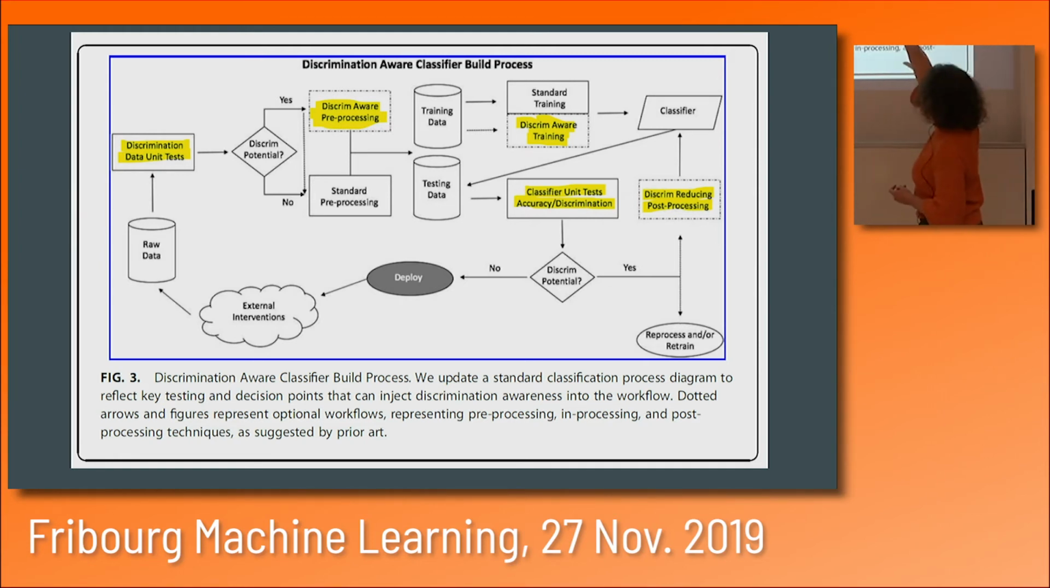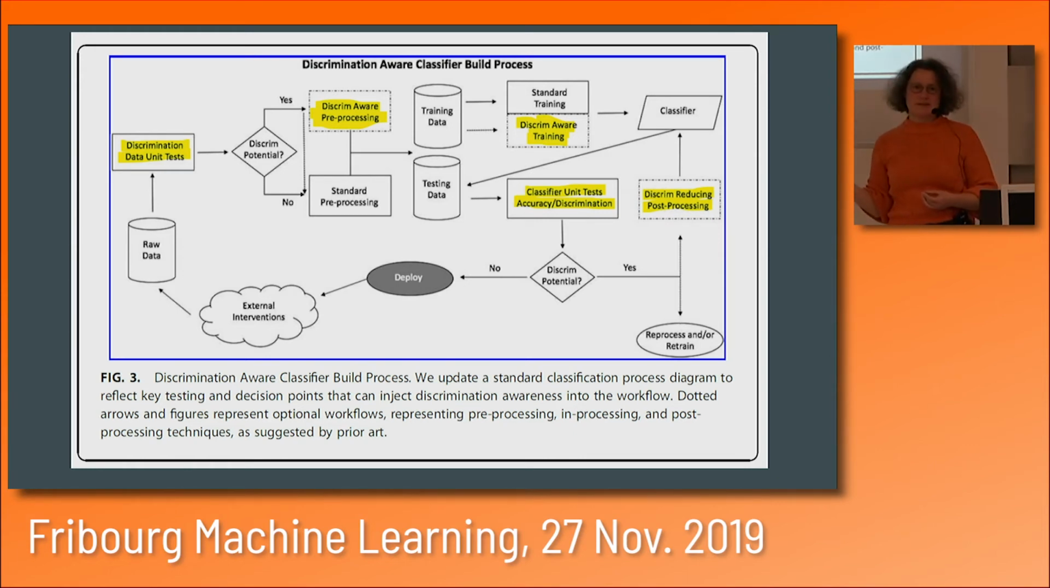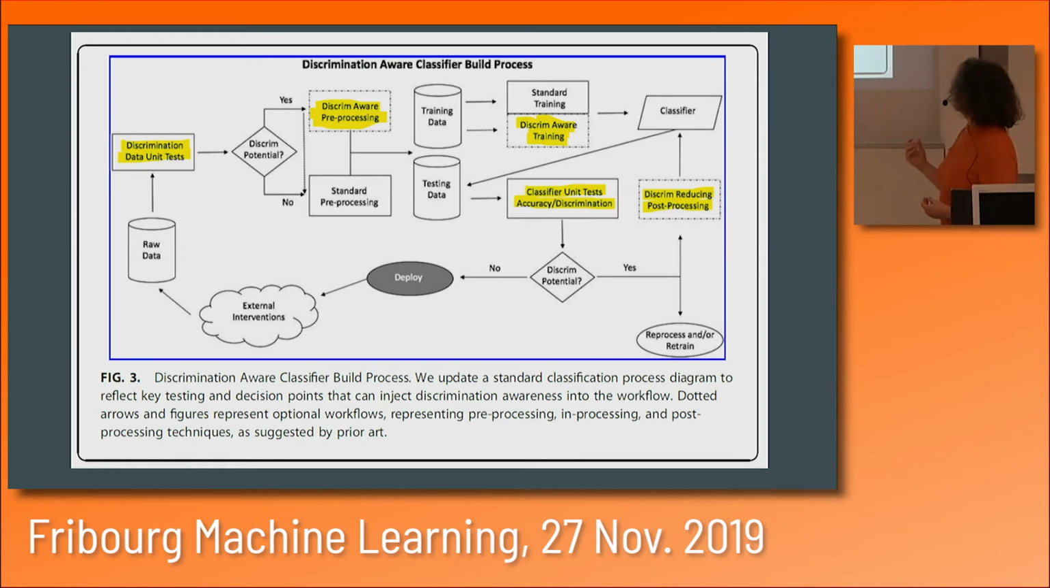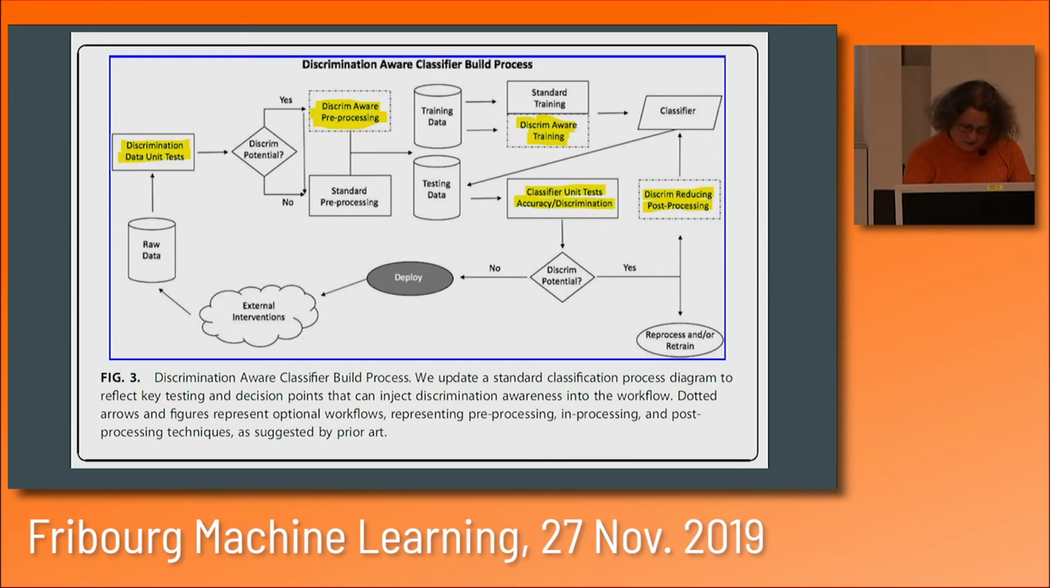Then you assess your model, classifier, with unit tests for accuracy and discrimination. So there's always these two metrics, basically. And then you can also, in post-processing, try to reduce discrimination.